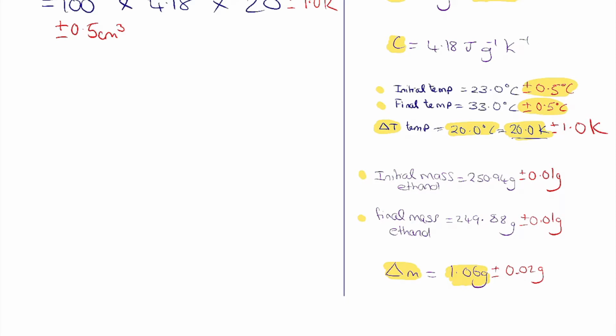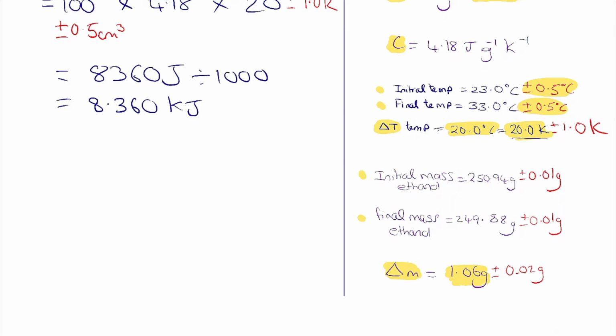Once we calculate that through, what do we get? We multiply those together, and we end up with 8360 joules, which if we divide by 1,000 to turn it into kilojoules becomes 8.360 kilojoules. Let me write that in.